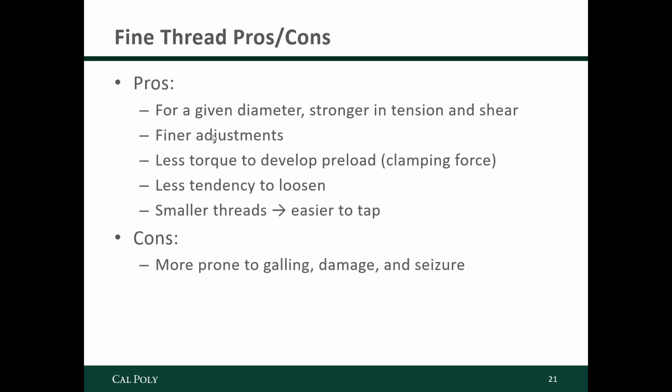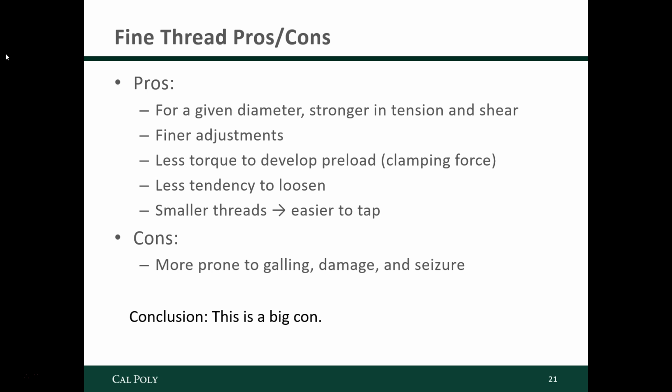They're more prone to galling, damage, and seizure. They're just more fragile. Galling is when you have two materials, try to drag them with respect to each other, and they kind of stick together. But microscopic amounts of material from one part ends up on the other part. It's going to ruin your threads. So other kinds of damage can result for fine threads. And this is a big con.